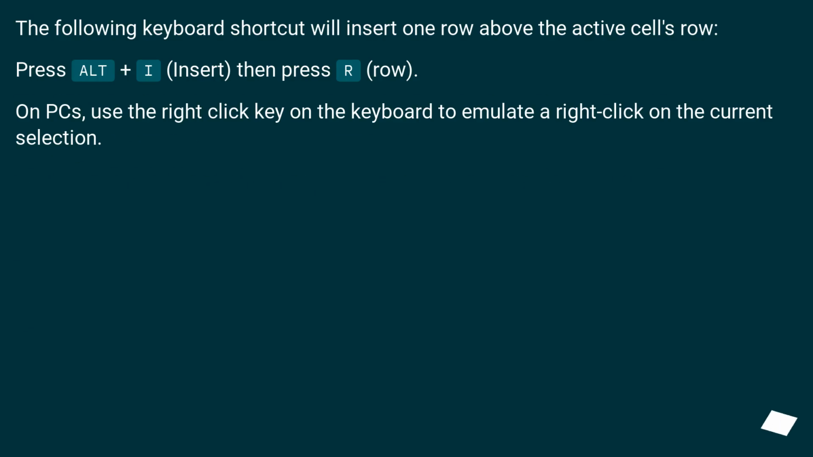The following keyboard shortcut will insert one row above the active cell's row. Press Alt plus I, Insert, then press R, Row. On PCs, use the right-click key on the keyboard to emulate a right-click on the current selection.